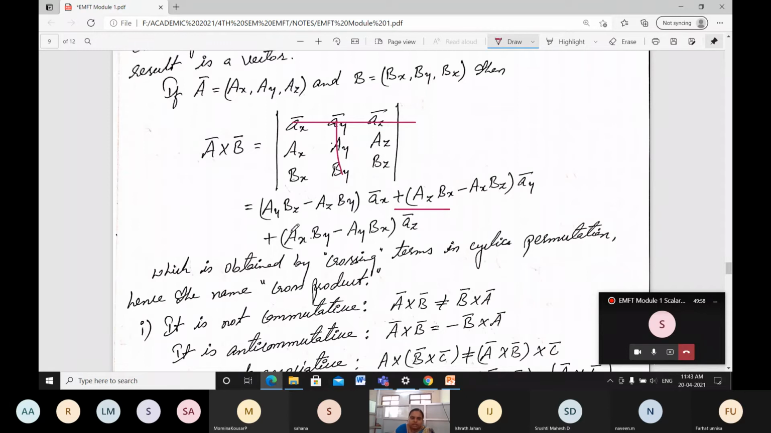Then plus, for Az, how can we find it? You have to skip this, then Ax By minus Ay Bx into Az bar. This is the resulting product, which can be obtained just by crossing the terms in cyclic permutation.